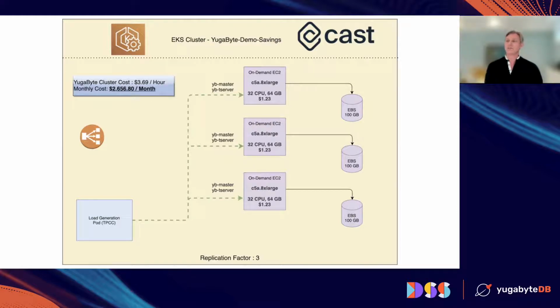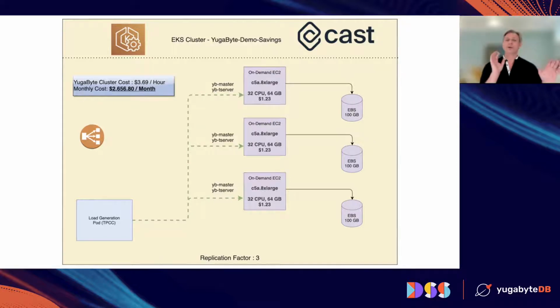We're using Elastic Block Storage for our persistent storage layer. And you'll notice that there are masters and tablet servers distributed evenly across all of these instances. So this ends up being a cluster that costs $3.69 an hour, or $2,656 per month roughly. And that's great.